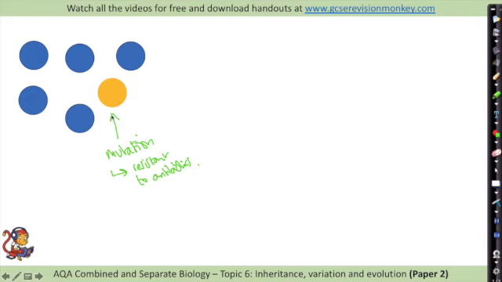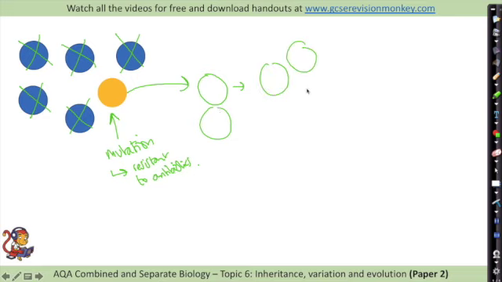So DNA mutations can randomly occur in bacteria as well. If we were to treat this sample with antibiotics, these ones would die out because they don't have resistance to antibiotics, and this would then leave this individual to go on and very rapidly replicate every 20 minutes or so until you get a large population of bacteria that are resistant to antibiotics.